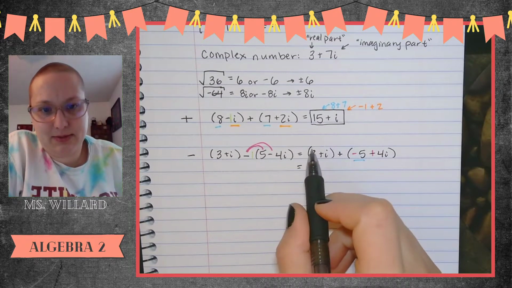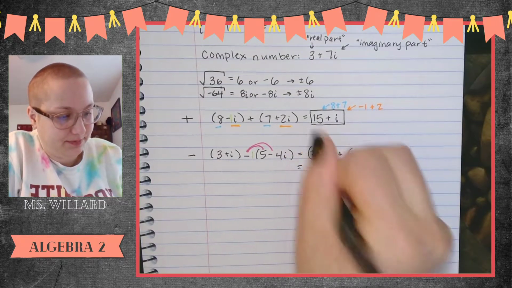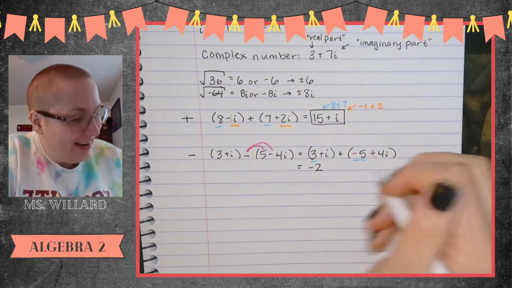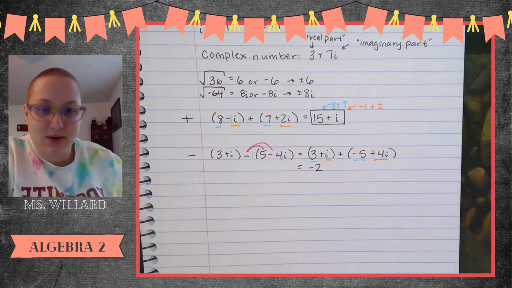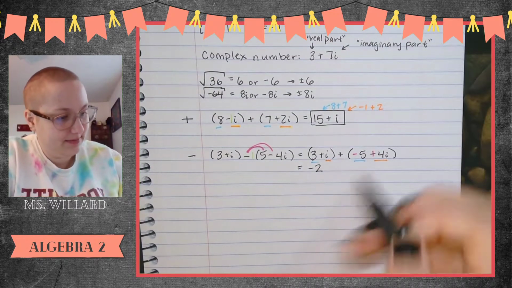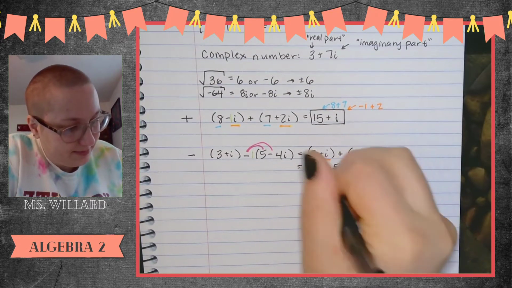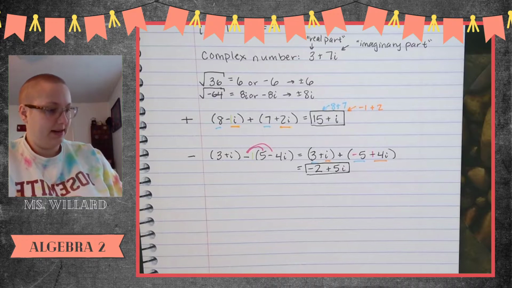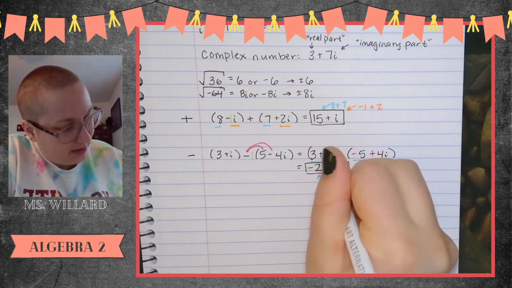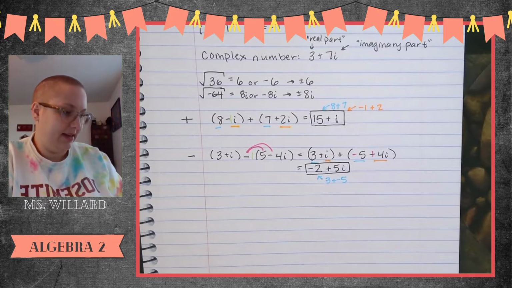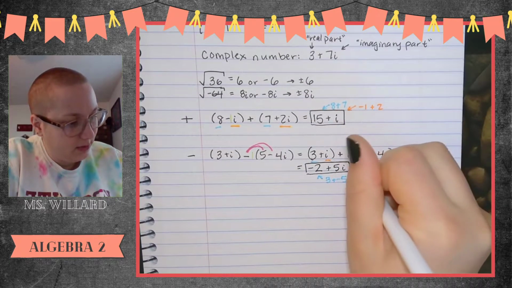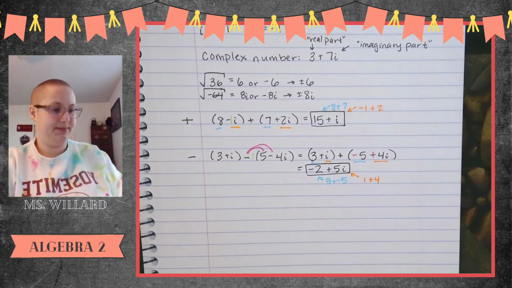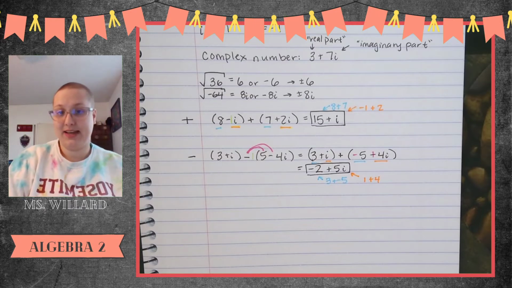So 3 plus negative 5 is negative 2. And then i plus 4i is 5i. So again, what I did was I did 3 plus negative 5. And then here I did 1 plus 4. Beautiful. With an i on the end.